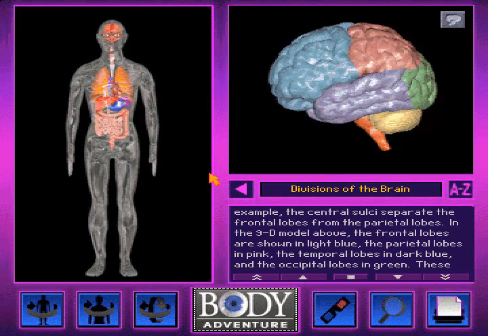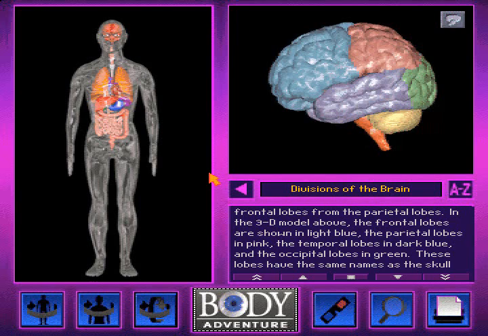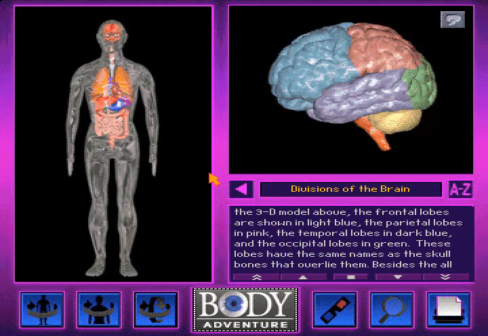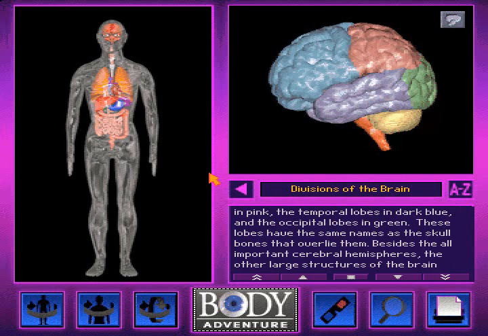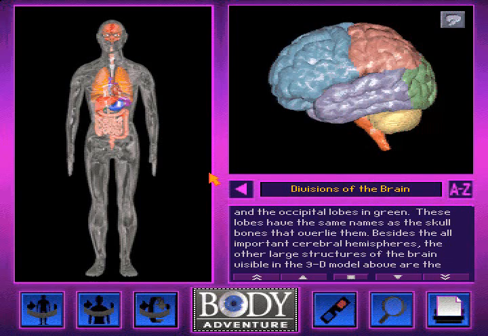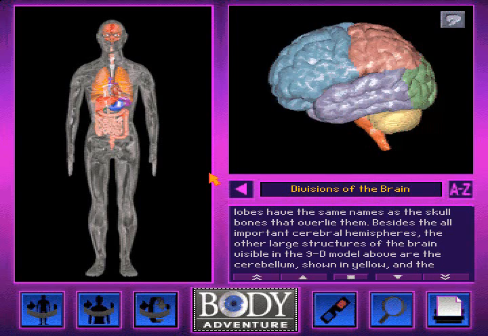In the 3D model above, the frontal lobes are shown in light blue, the parietal lobes in pink, the temporal lobes in dark blue, and the occipital lobes in green. These lobes have the same names as the skull bones that overlie them.